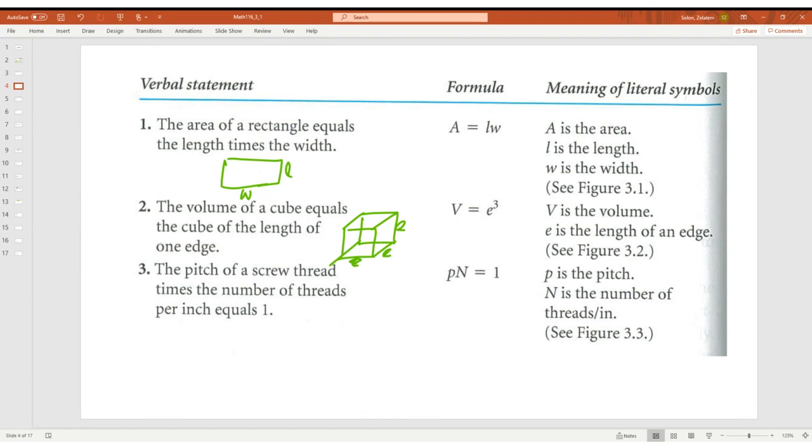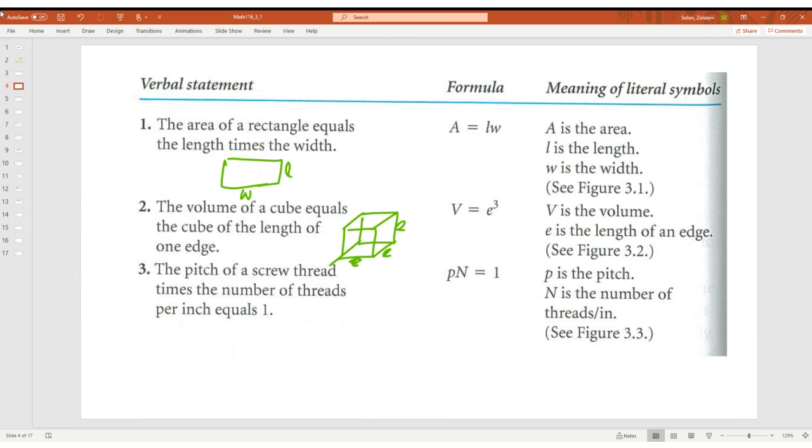Next one is the pitch of a screw. This is a standard formula for creating a screw thread. The number of threads per inch multiplied by the pitch of the screw thread gives you 1. They are inversely proportional; one is inversely proportional to the other. This is like a standard unit for mechanical engineers to create a screw thread, so that the right side should fit any screw. So they have some kind of standard.